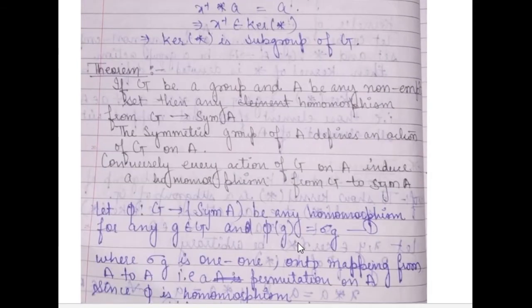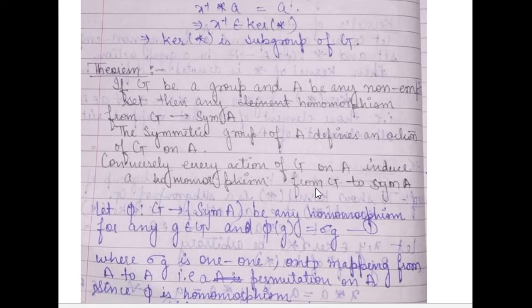So now we are going to take one more theorem which will explain the first definition of group action, which is written in these notes. So let us consider this theorem. Let G be a group and A be any non-empty set, then any homomorphism from G to Sym(A), the set of all permutations defined over the set A, the symmetric group of A, defines an action of G on A. Conversely, every action of G on A induces a homomorphism from G to Sym(A).